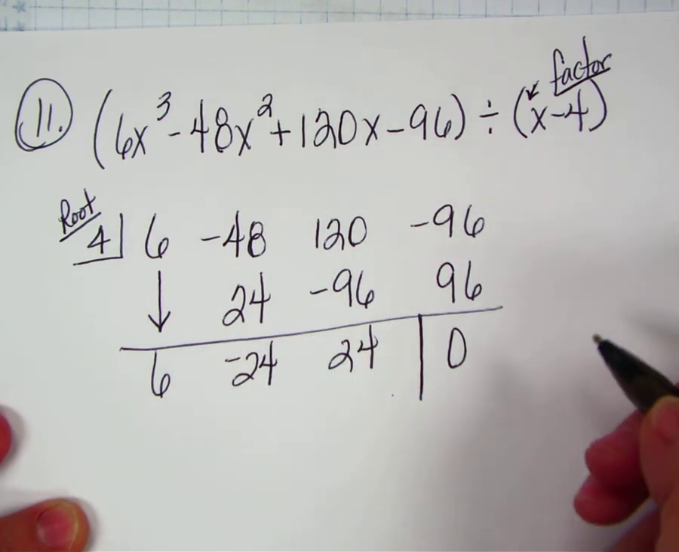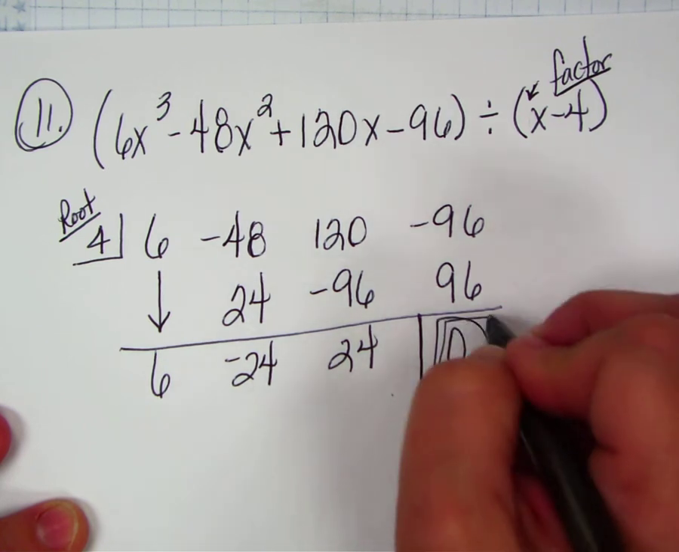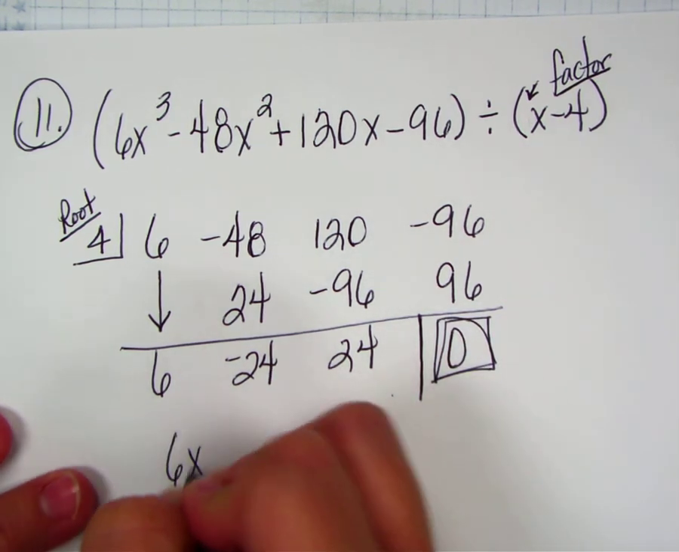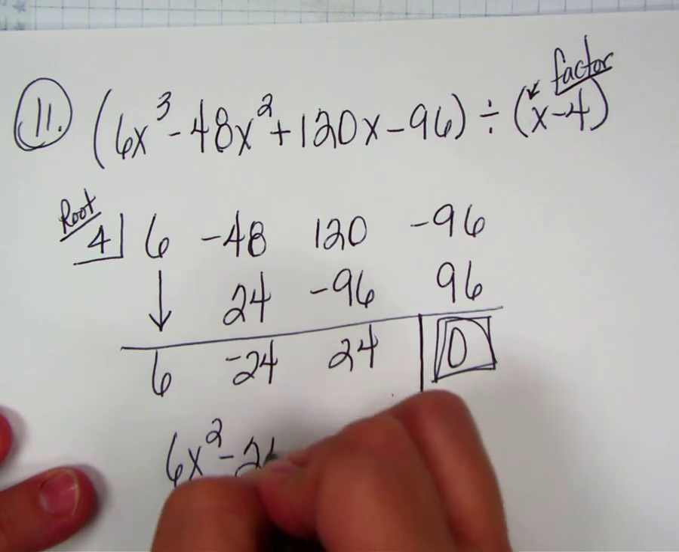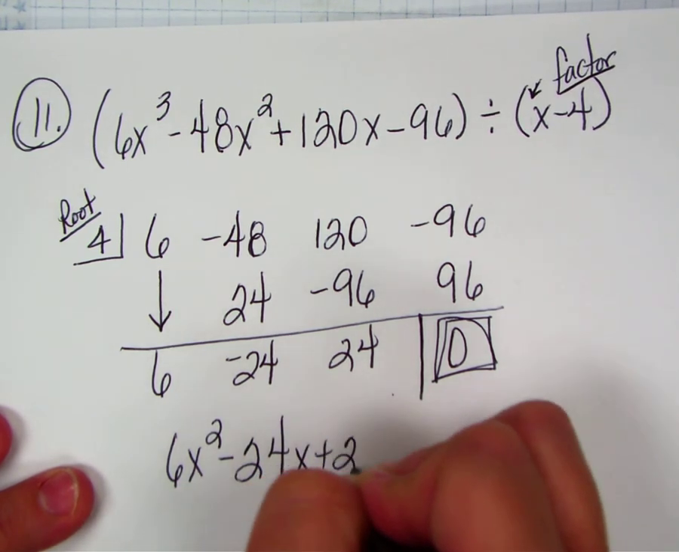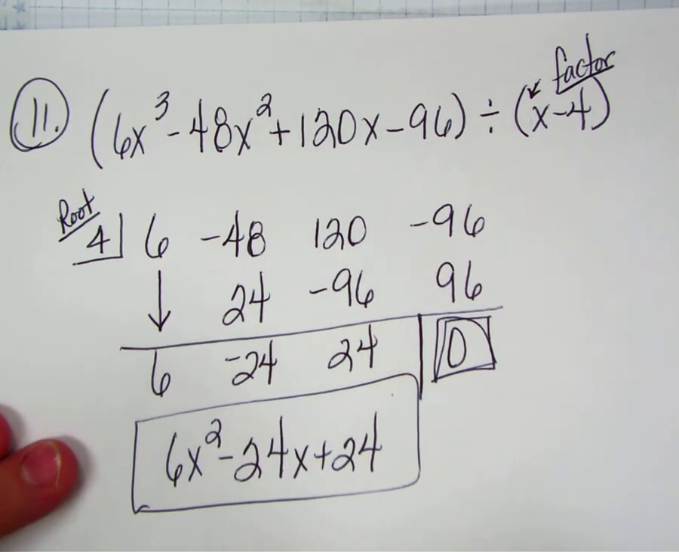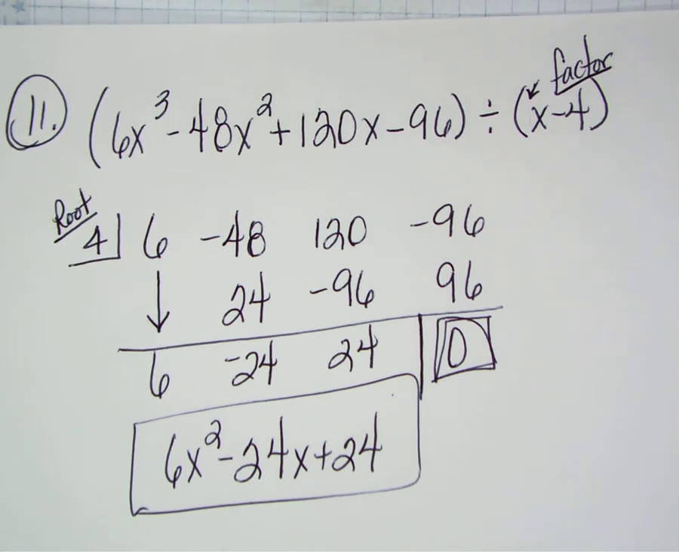Now, I can stop right there because there's only one that says the remainder is 0. But it's 6x squared minus 24x plus 24 with a remainder of 0. That was beautiful, Miss Jo. Thank you.